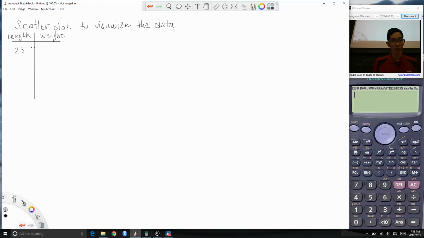Let's say we have a snake that's 25 centimeters and weighs, I don't know, 120 grams, and then a snake that's 30 centimeters, and maybe this one is 140 grams, and then a snake that's 27 centimeters that weighs 130, and 20 centimeters, I don't know, weighs 95 grams.